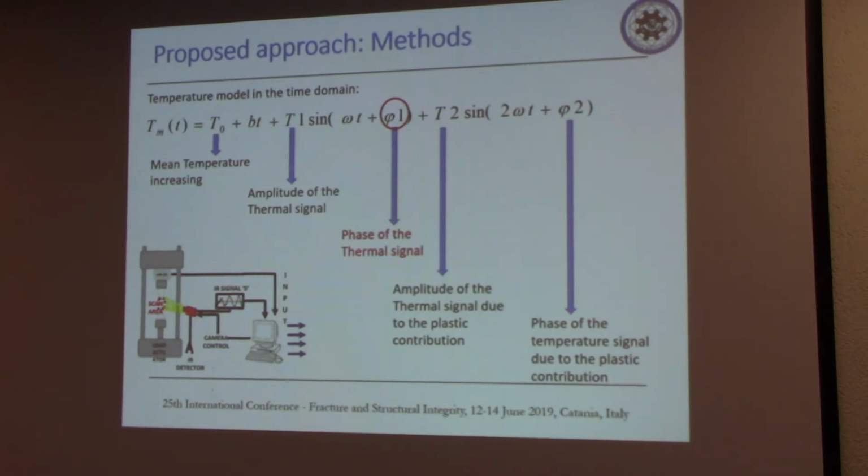We use this temperature model to process the data. We focus our attention on the value of phase, but we take into account other components. For example, the mean temperature increase, the amplitude of the thermal signal at the loading frequency, the amplitude of the thermal signal at twice the loading frequency, and the relative phase. This is a typical setup used for the test.